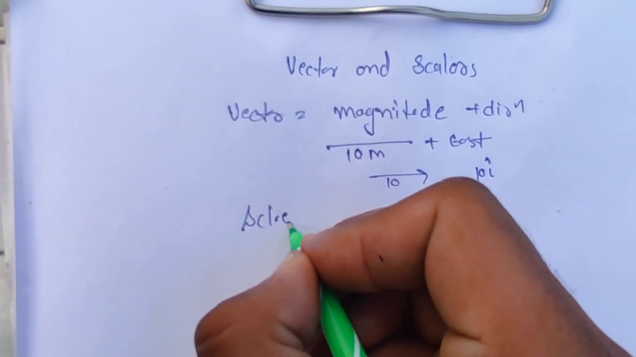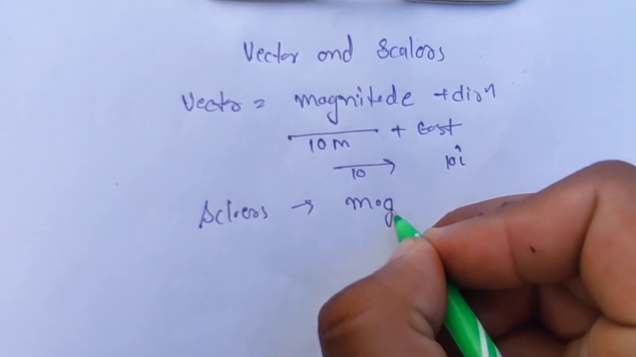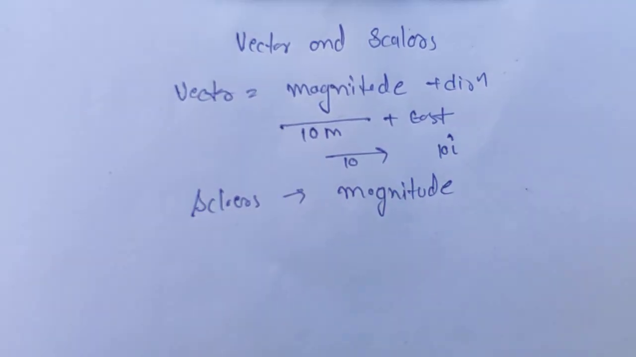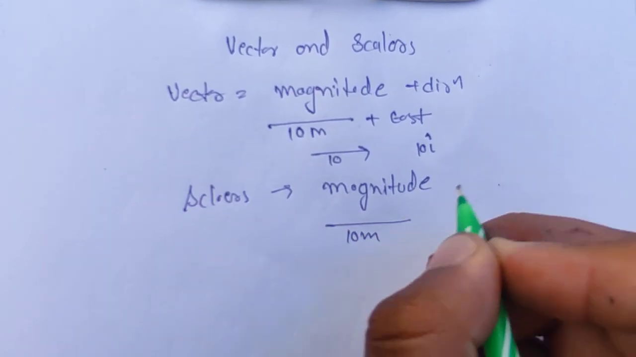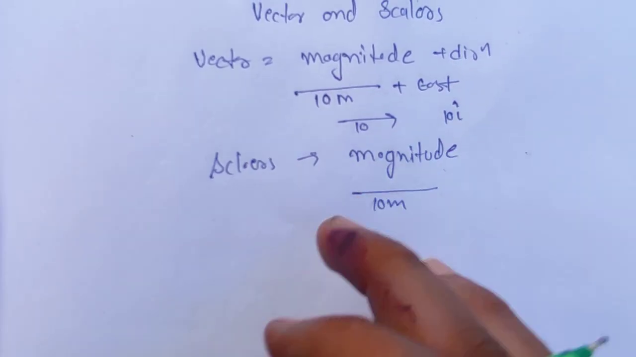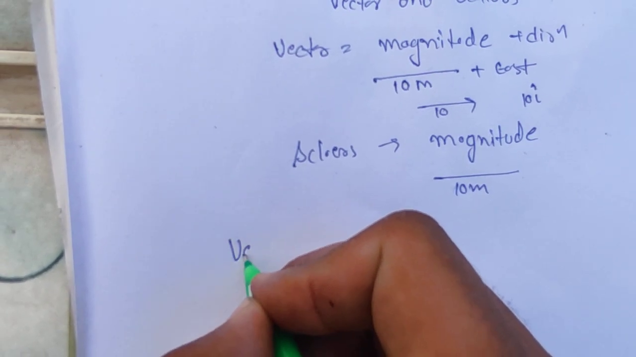And a scalar is only the magnitude. If we say there's a magnitude, the actual amount of it, then it becomes a scalar. For example, just 10 meters is a scalar. Okay, now we study vectors.